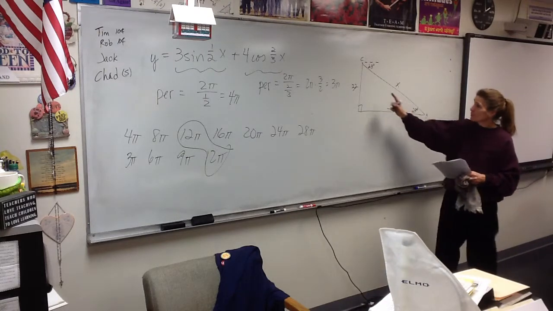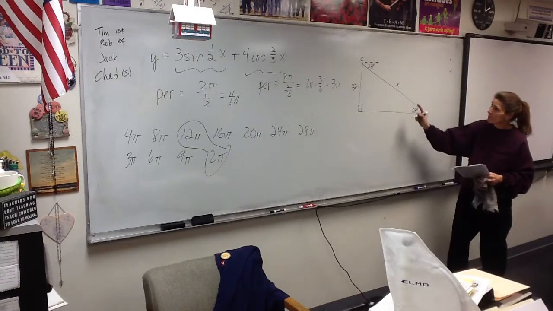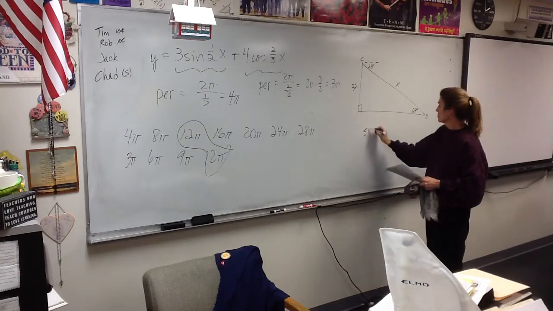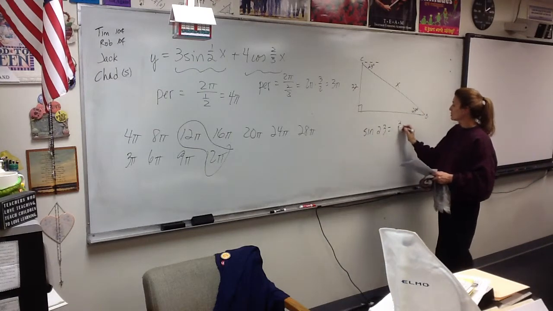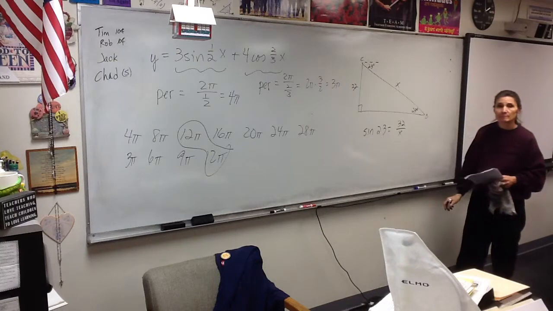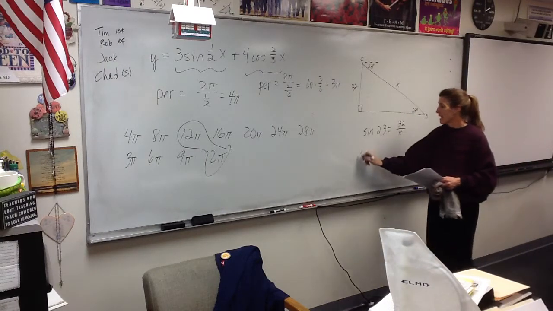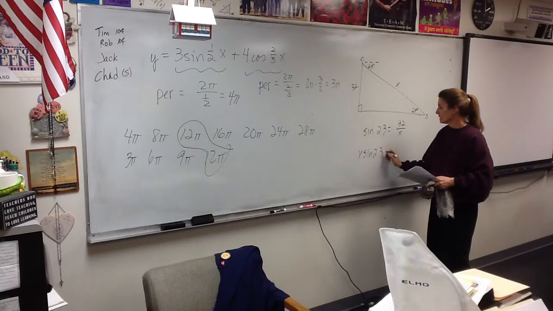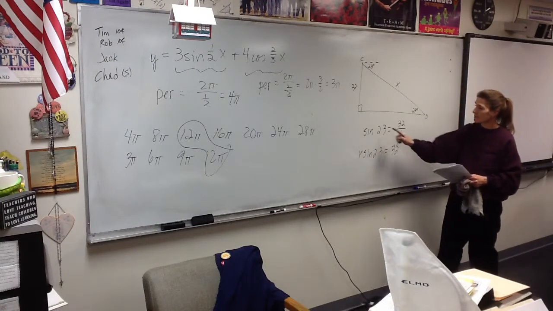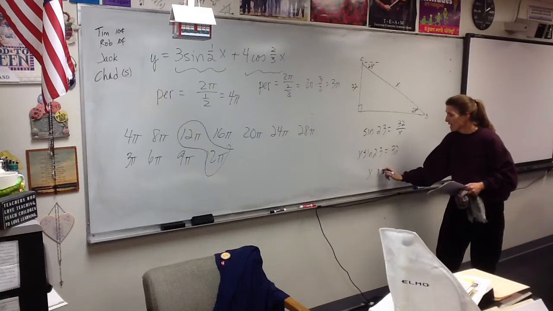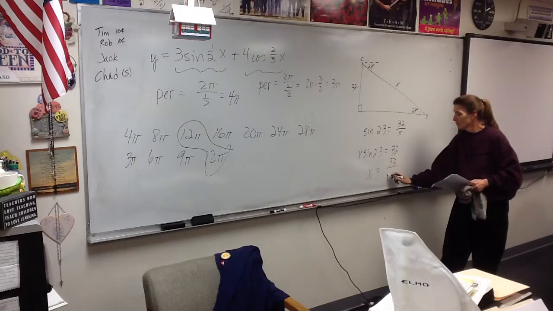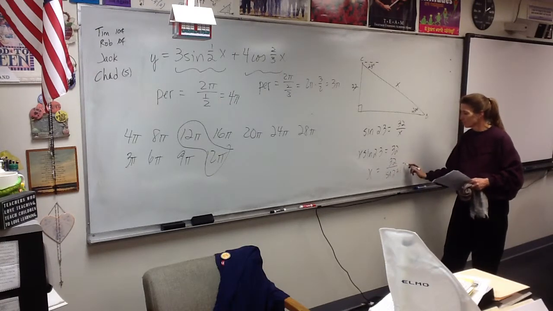What function are we going to use? Well, it looks to me like we're going to use sine. So we'll say sine 23 equals 32 over x, opposite over hypotenuse. X sine 23 equals 32 if I times both sides by x. So x equals 32 over sine 23.